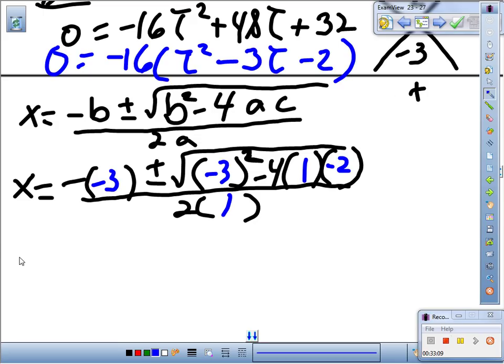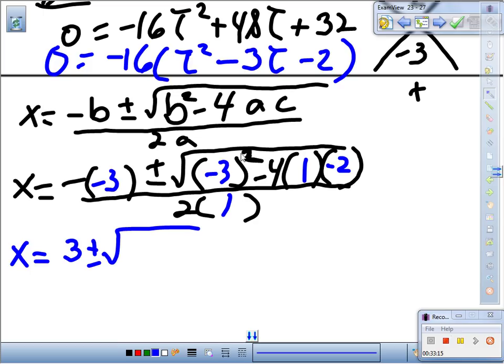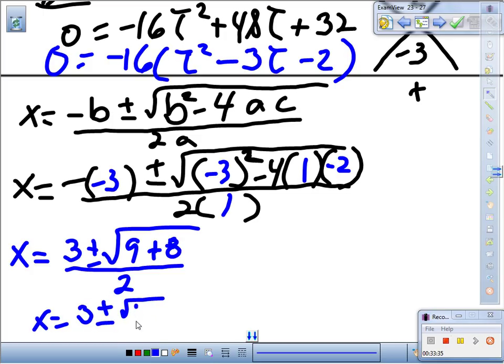Let me simplify. x equals negative times a negative is positive 3, plus or minus the square root. Negative 3 squared is 9. Negative 4 times 1 times negative 2, that's positive 8. And all that over 2 times 1, which is 2. Okay. x equals 3 plus or minus the square root of 17, over 2.